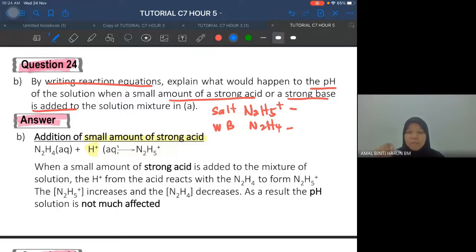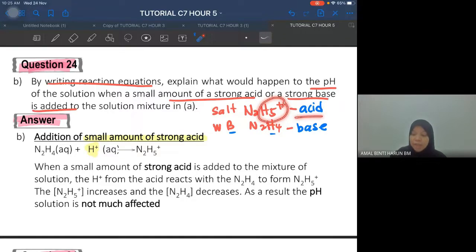Tak kisahlah acidic buffer atau basic buffer, dia mesti ada dua komponen iaitu komponen acid dan komponen base. Sekarang kita adalah, condition buffer kita adalah basic buffer. But still we have these two component. Okay. This salt is the acidic component and then the weak base is the base component. Okay, macam mana kita tentukan ini adalah base component? Kita tengok ni, H5, dia ada banyak hydrogen kan. So as an acid, it tend to donate the H. So donating H, sebab banyak H, dia akan donate H.